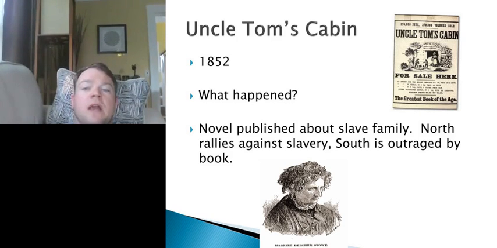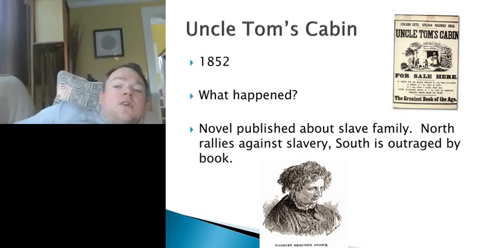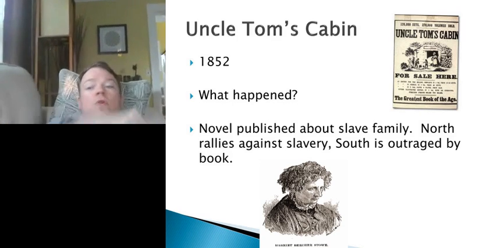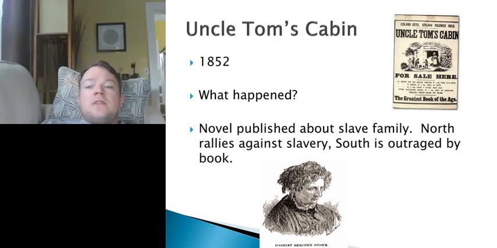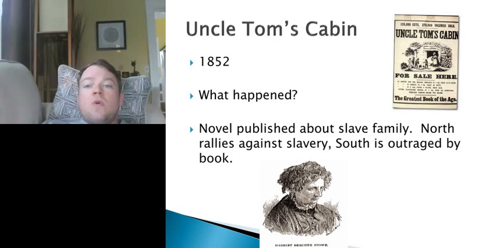The South is going to be outraged by the book. It is illegal in some places to own or read the book, and it is really kind of one of those turning points where it becomes extremely popular in the North. The only book that's selling more copies is going to be the Bible. And in the South, they're basically burning the book because they think it's against everything that they believe in.